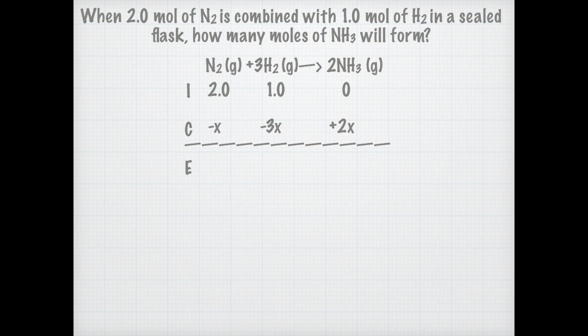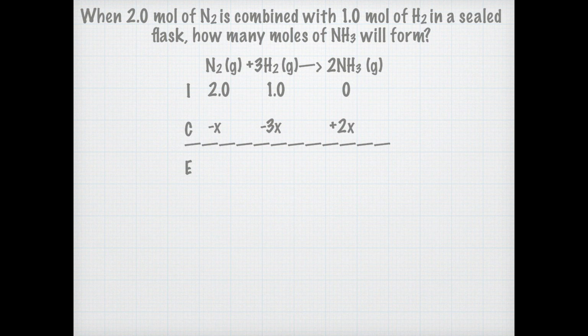In order for all of N2 to be used up, my x would have to be 2.0. If my x were 2.0, that would give me 0 for N2. If I then plug that in for the H2, I would have 1.0 minus 3 times 2, and that value would give me a negative number. So clearly N2 is not my limiting reactant, it's going to be in excess. H2 must be my limiting reactant.